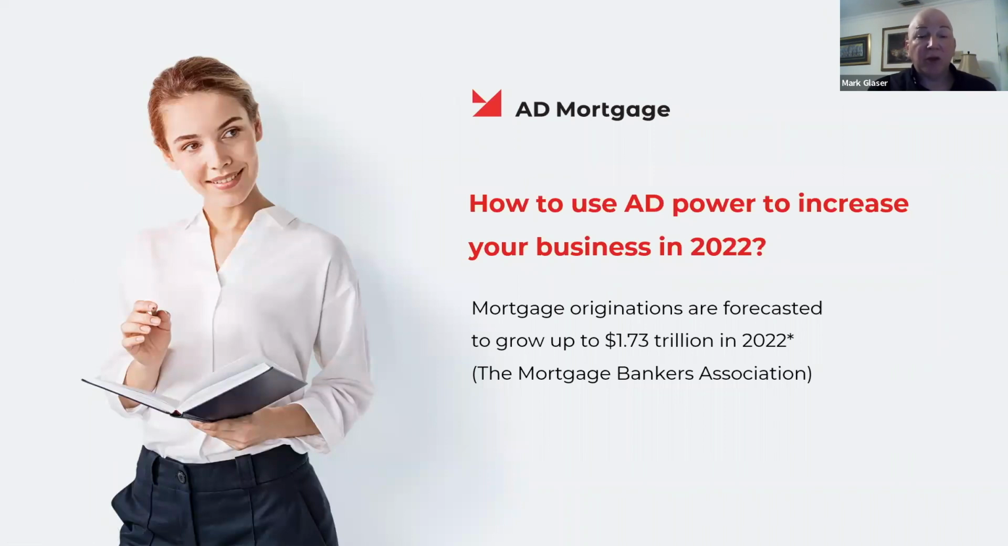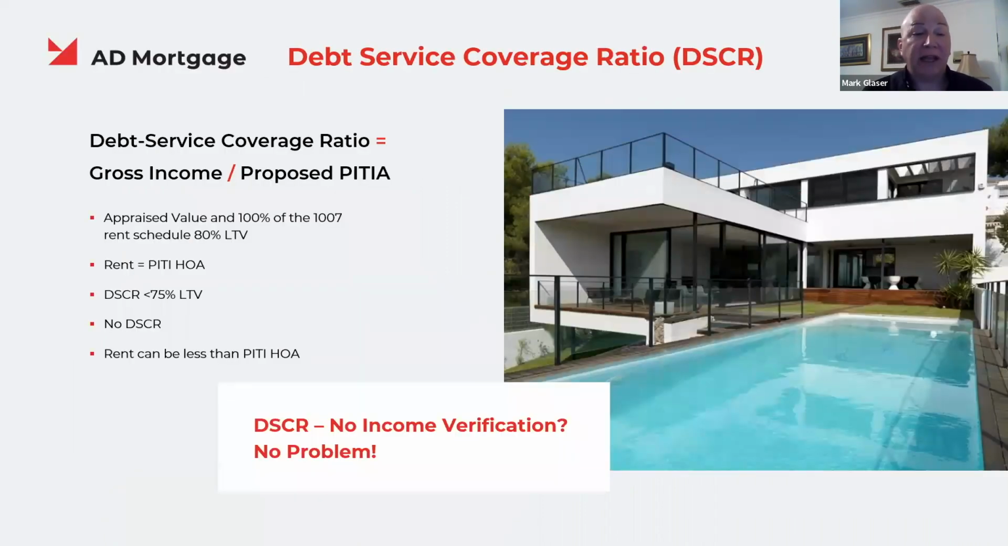Continuing on. Basically, the DSCR loan gives you the ability to get more business. How does that work? If you have investors who don't have tax returns, bank statements, or profit and loss to help them, we could do a debt service coverage loan, no income, no employment, no employer. To give you an idea of how that operates, you're just going to need to get the appraisal and a 1007 rent schedule.